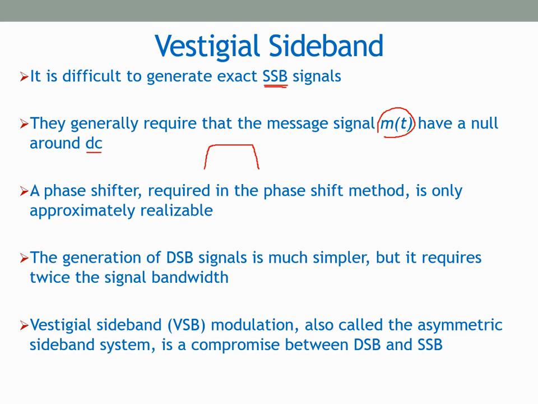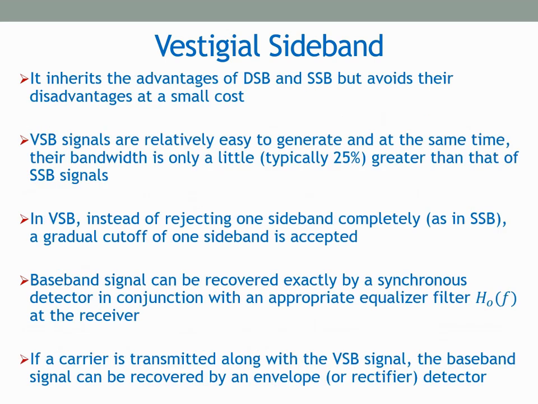So then the other method of generating SSB was the phase shifter method. To get a perfect phase shifter is practically not realizable. So generation of DSB signal is much simpler, but it requires twice the signal bandwidth. So that's why SSB and DSB have these problems. Then we have the vestigial sideband modulation, VSB modulation. It's also called asymmetric sideband system. So it's a compromise between the two, DSB and SSB signal generation.